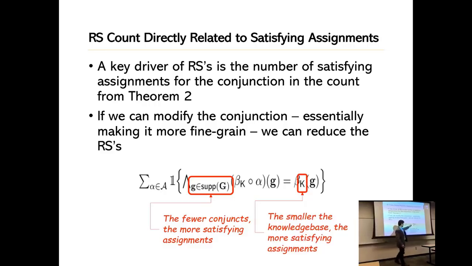Associated with that is also the size of the knowledge base. That also constrains the problem in a little different way. If you have a larger knowledge base, you have more constraints there. You also reduce the reasoning shortcuts.